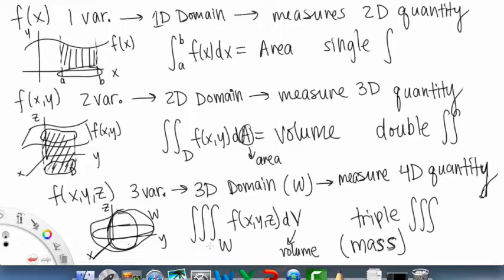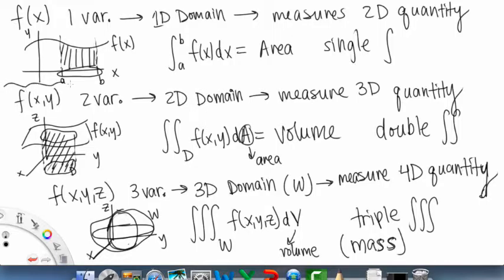So mass is determined by, it's a quantity that depends on volume. No, it doesn't. Okay, wait, thinking. Well, it's kind of related to volume, so you can kind of think of it like that. But anyways, we'll see examples in the future, so I'll show you how to do that.